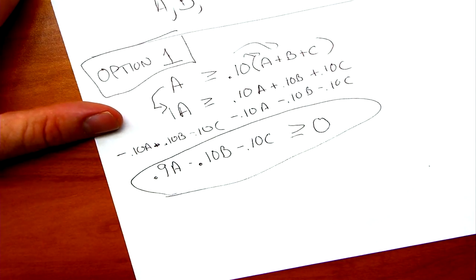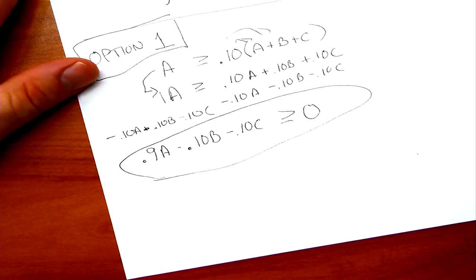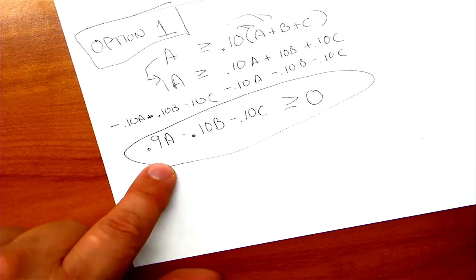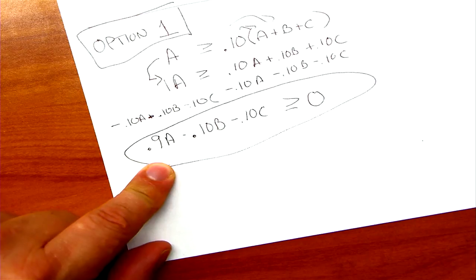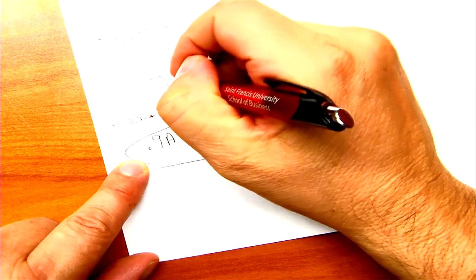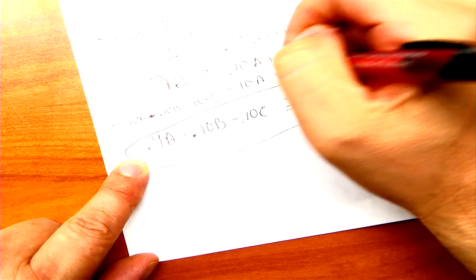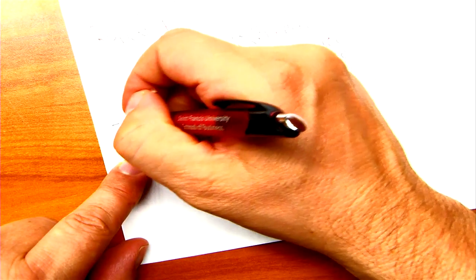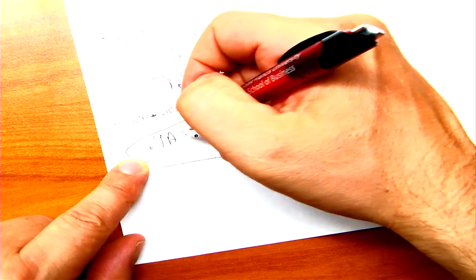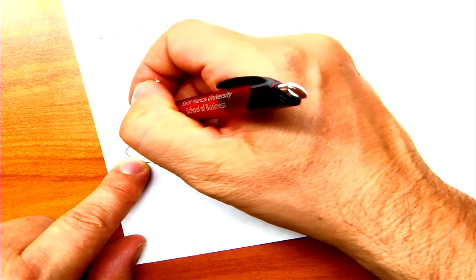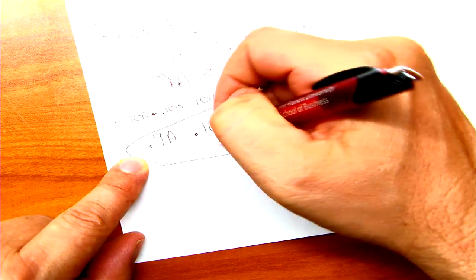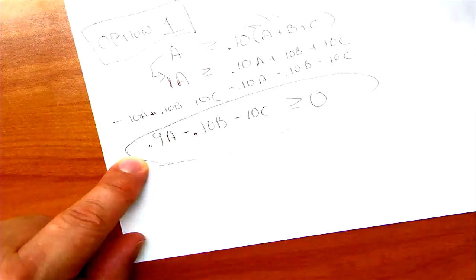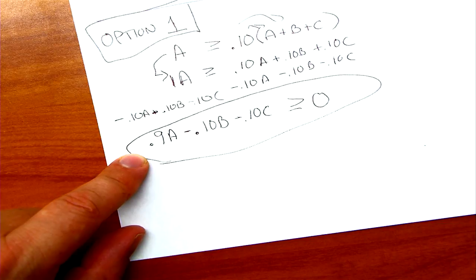Is that negative 9A? Which one? I'm sorry. This one? It's just 0.9A, and the reason for that, Maria, is we have 1A up here, and we're subtracting 0.10A from it, so 1A minus 0.1A is 0.9A. These are negative because there's no B and C over here, but this is positive. Does that make sense?